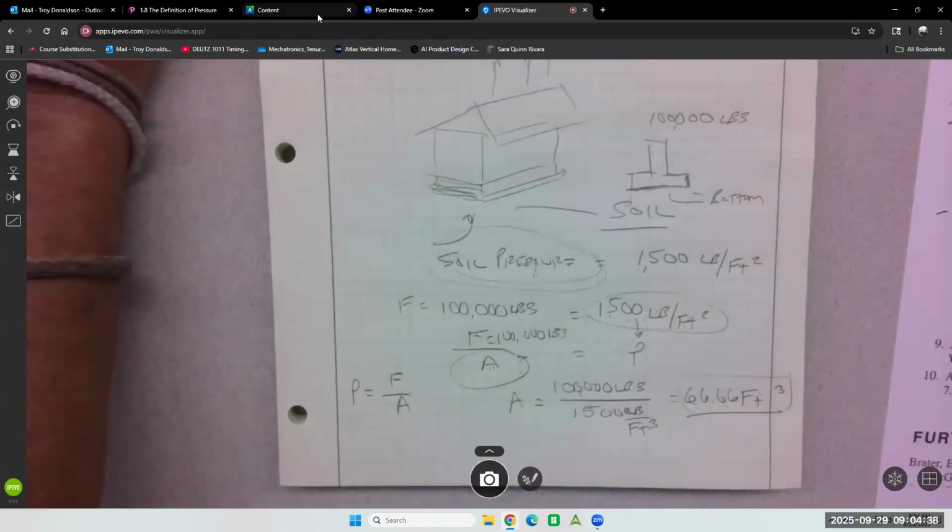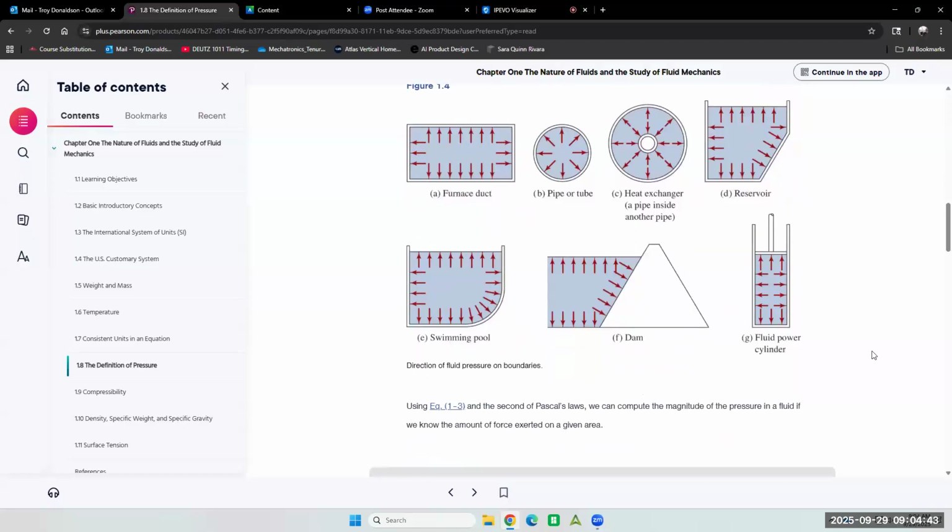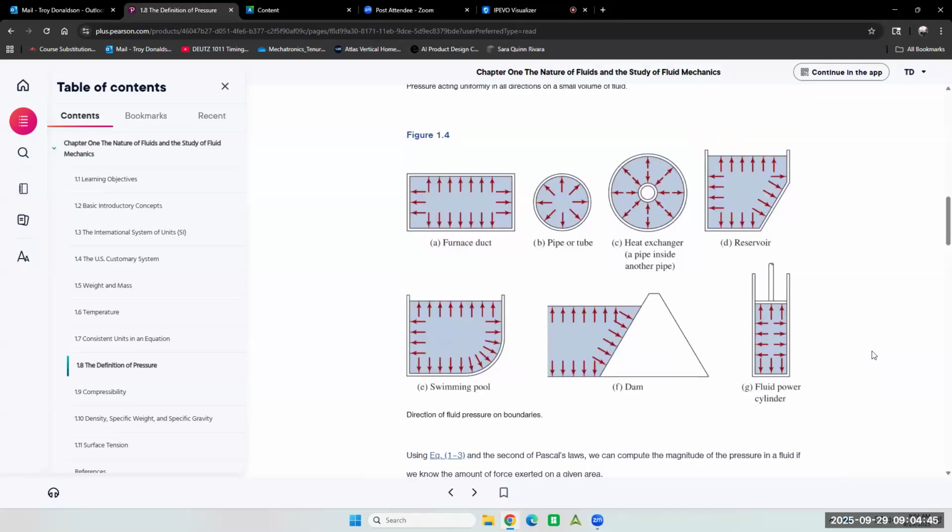All right, let's look at the book. The book talks about this pressure thing of a fluid. Since it is fluid mechanics, we'll do more fluids than we will solid pressure. But it's the same concept.